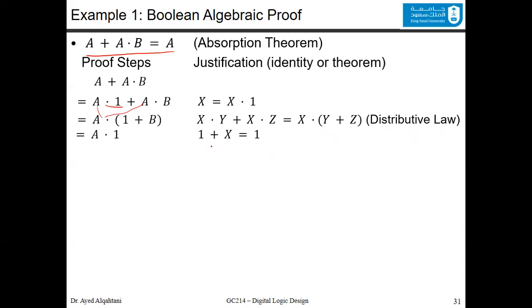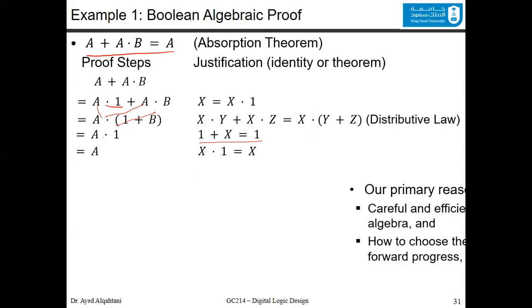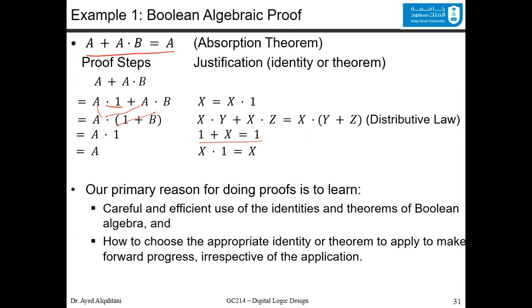After that, we know that 1 OR B, by applying this theorem, if you have anything ORed with 1, is going to be 1. Now we have B ORed with 1, it's going to be 1. And then after that, we apply the last rule. If you have X ANDed with 1, it will be X. And A ANDed with 1, it's going to be A. This way, we proved that really A or (A and B) is equal to A.